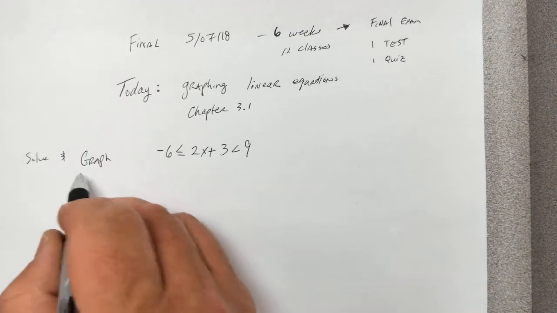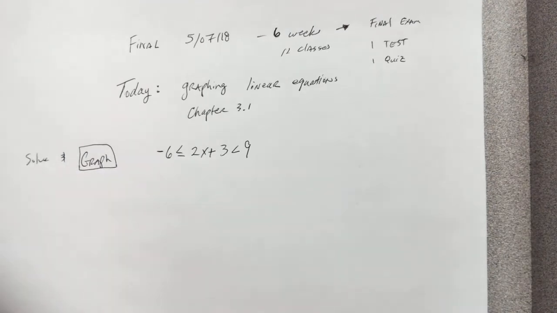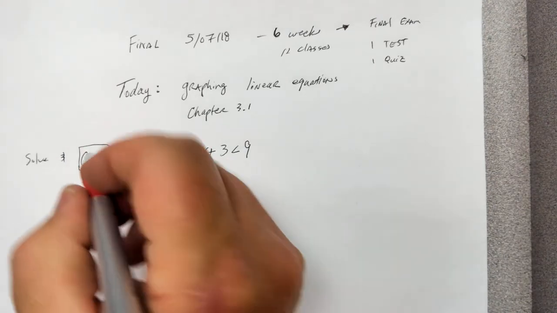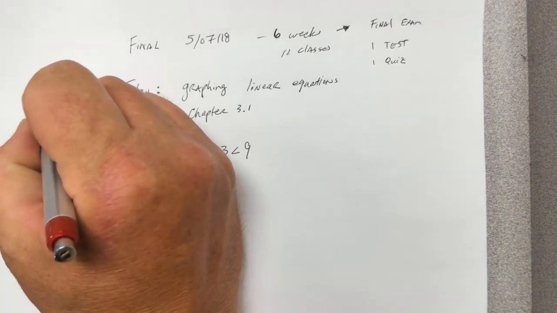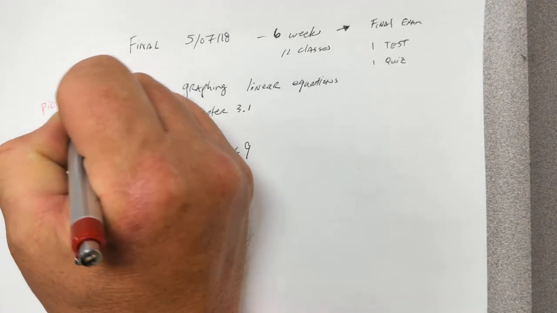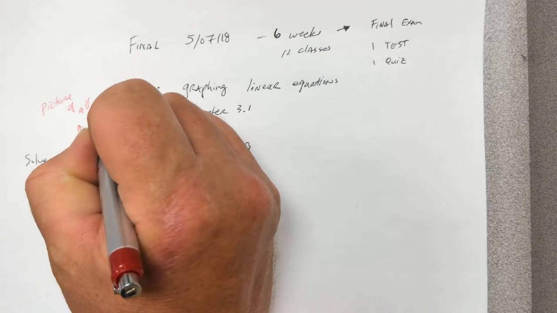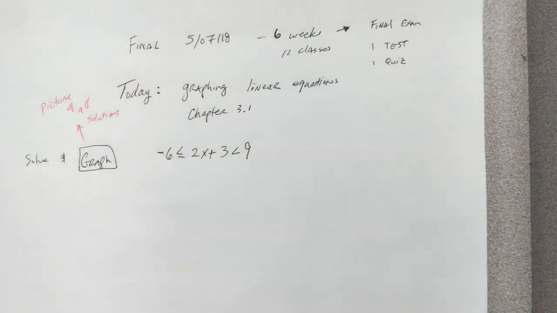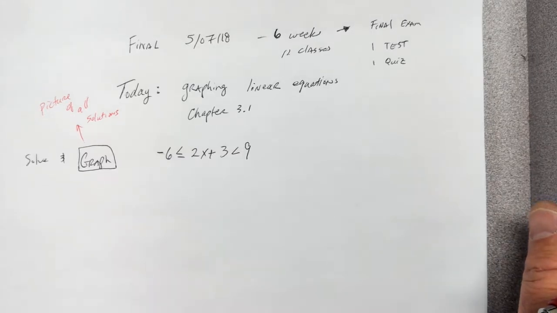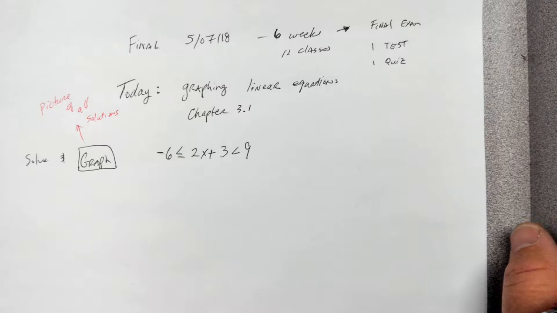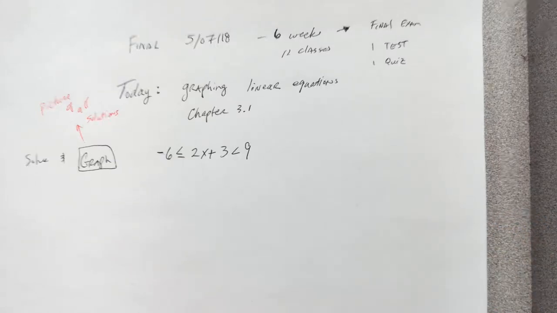So the trick was, the thing that I'm hoping you guys understand, is this. Is that a graph is a picture of all solutions. Because if you understand that, then you're going to understand a whole bunch of math forever and ever more. So when we're graphing, what we're doing is drawing a picture.